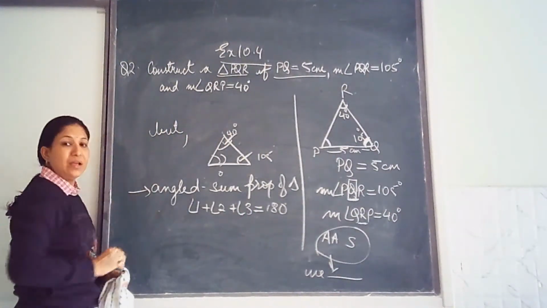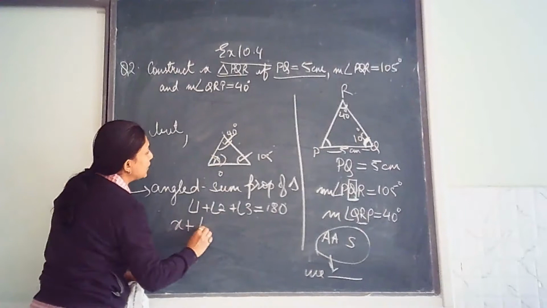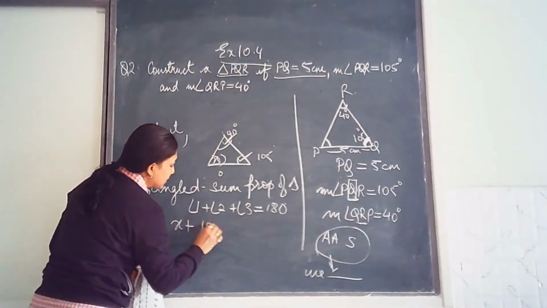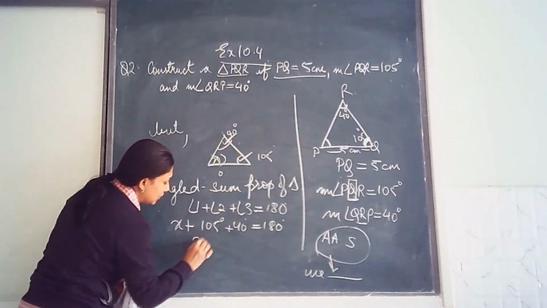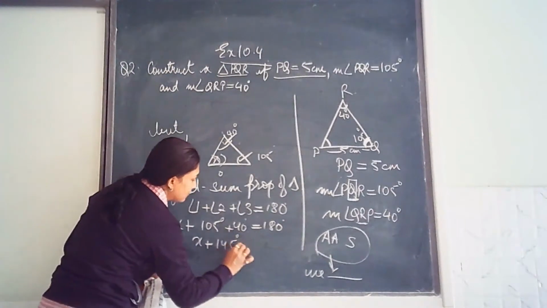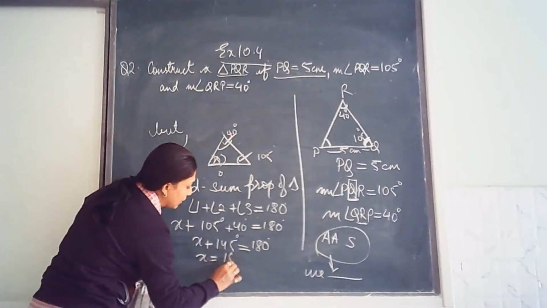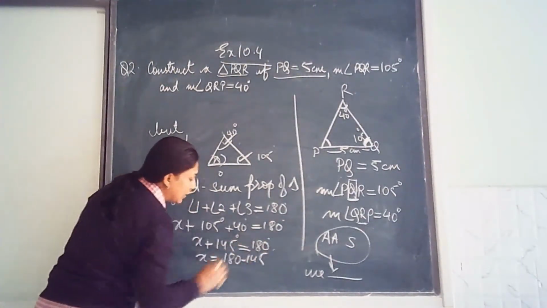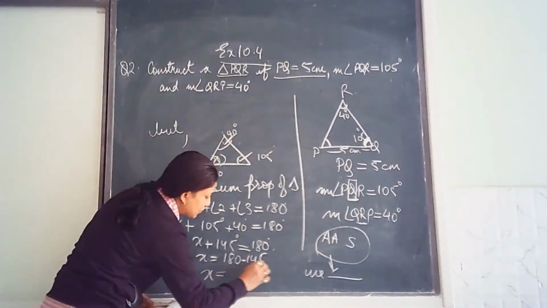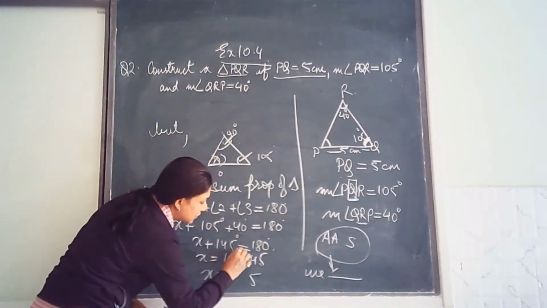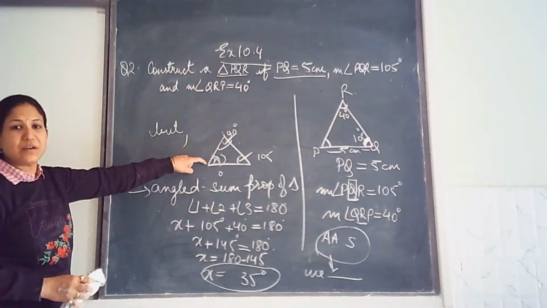So you will apply the angle sum property. Let the angle 1 be x. Value of angle 2 is 105, and this is 40, so the sum is equal to 180. So x plus 145 is equal to 180. So the value of x, angle 1, is 180 minus 145. That means the value of x is 35 degrees. What is the measurement of this angle we calculated now?